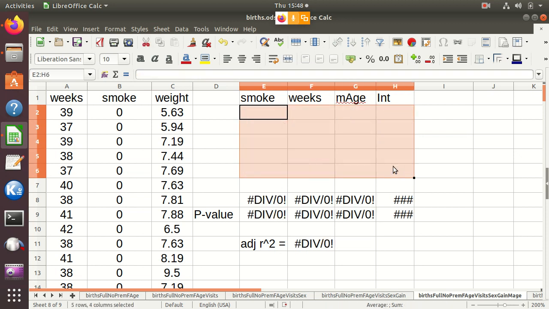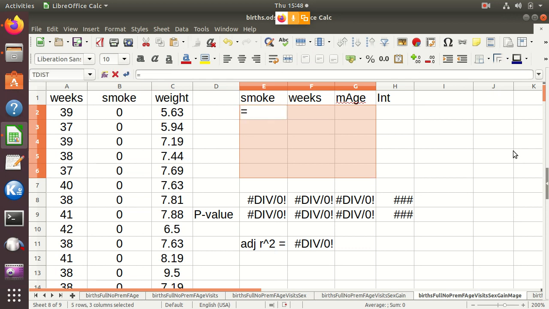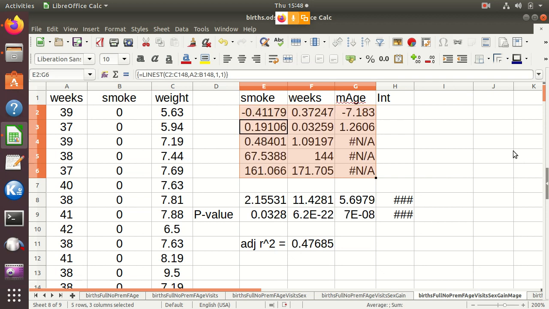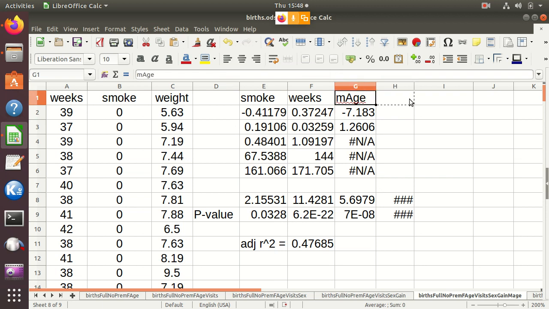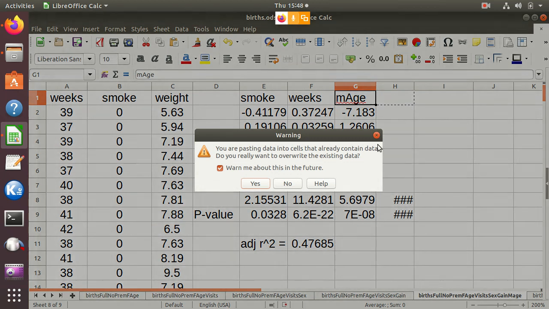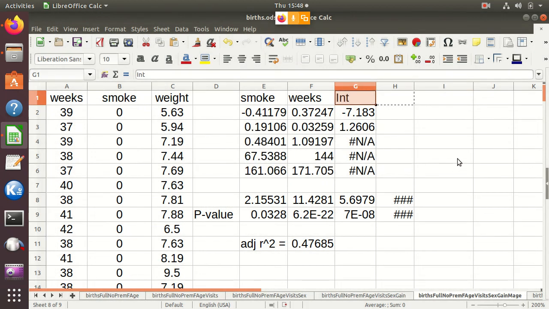So I highlight everything, get rid of it. And now I just highlight the part I need, those 3 columns now, and I type equals, and then I paste and do my Control-Shift-Enter, and it's all there. And then I just need to move my intercept over.